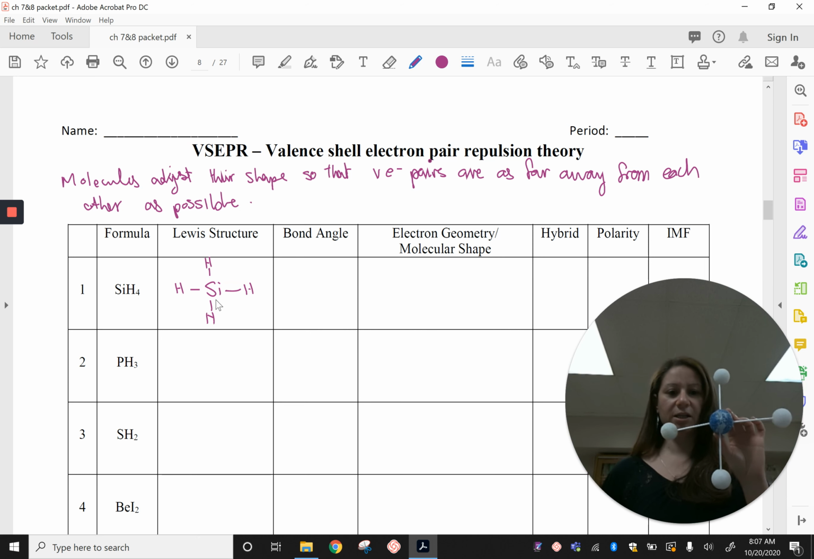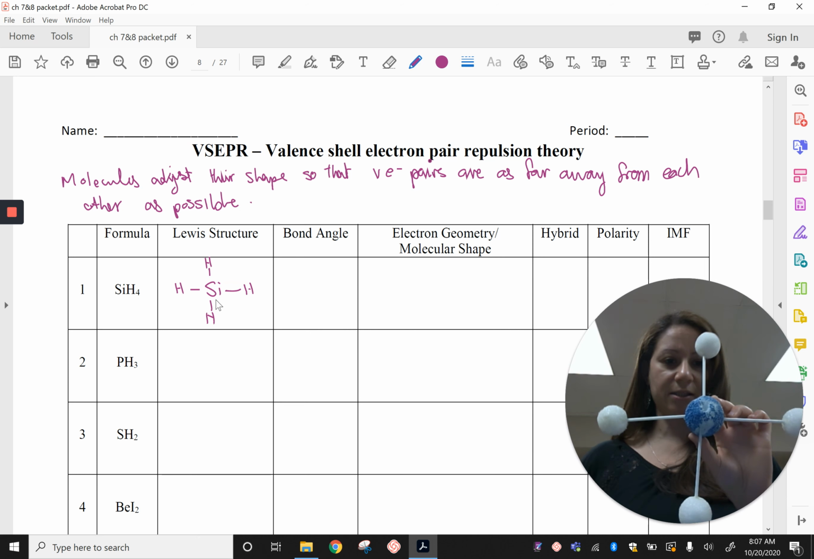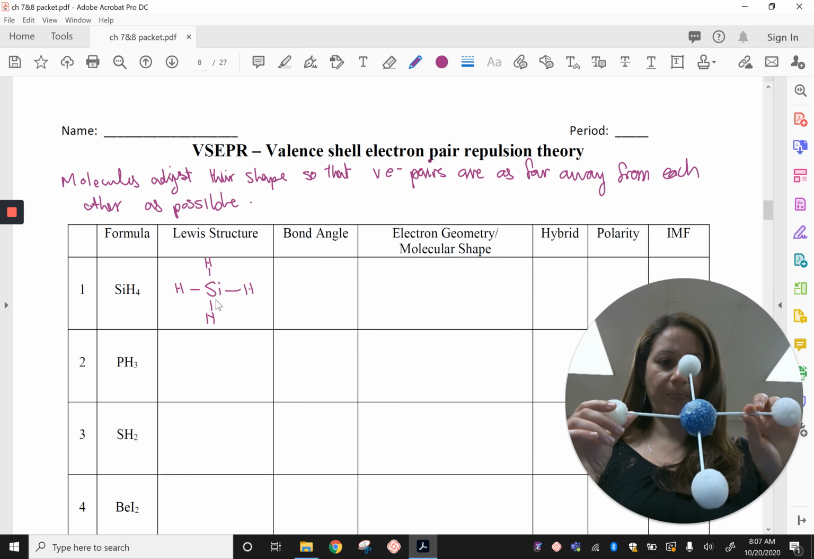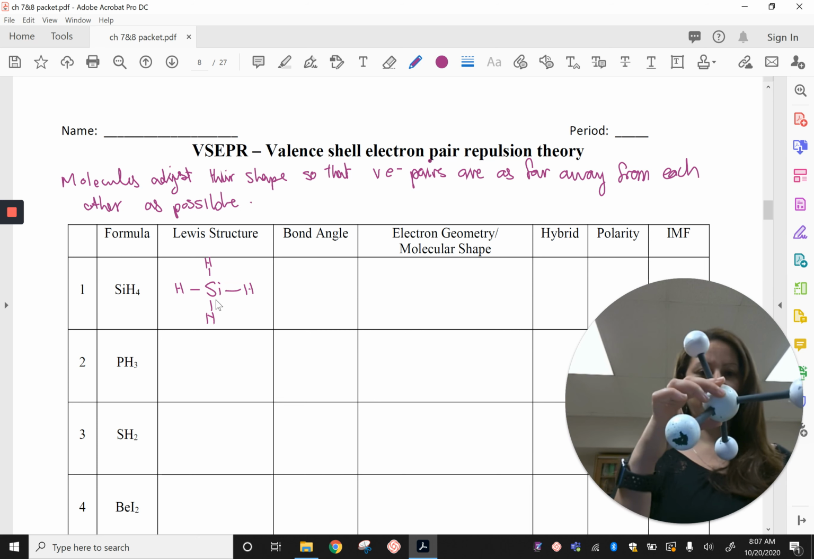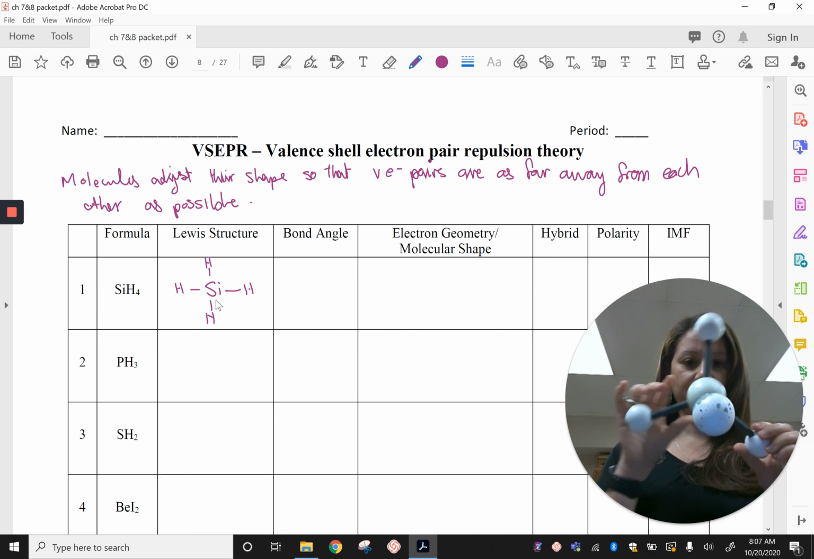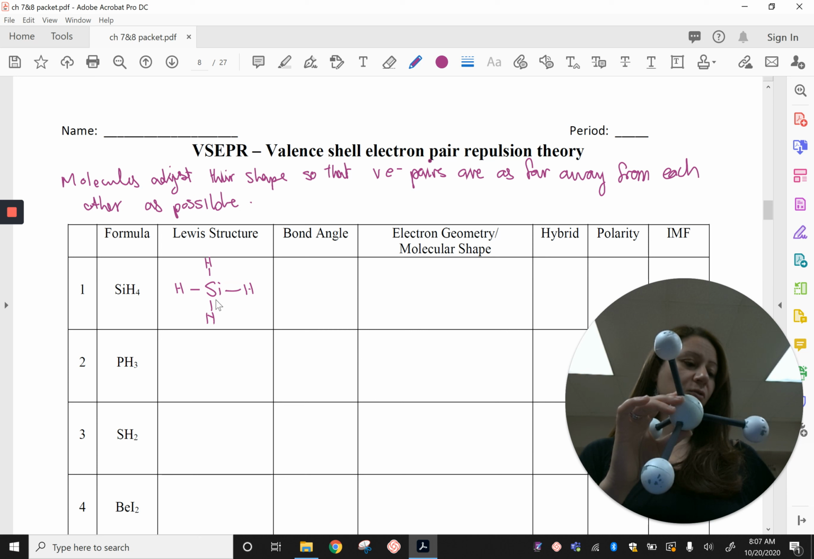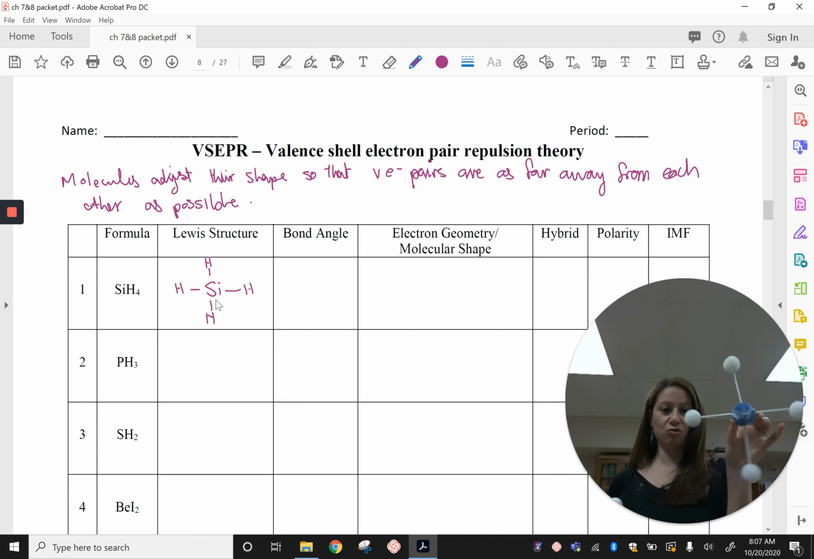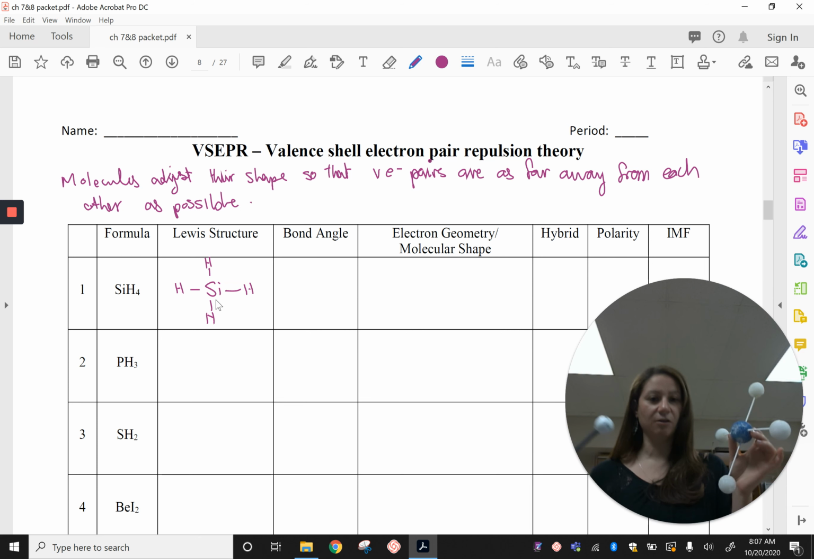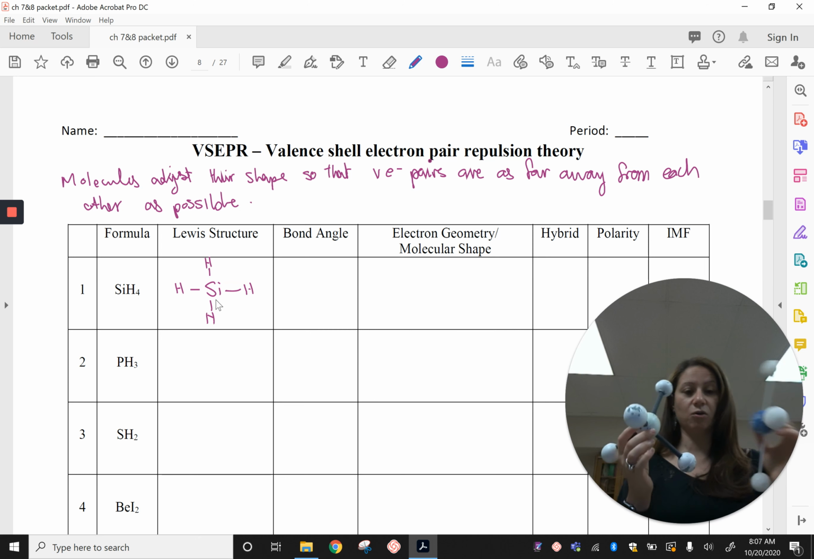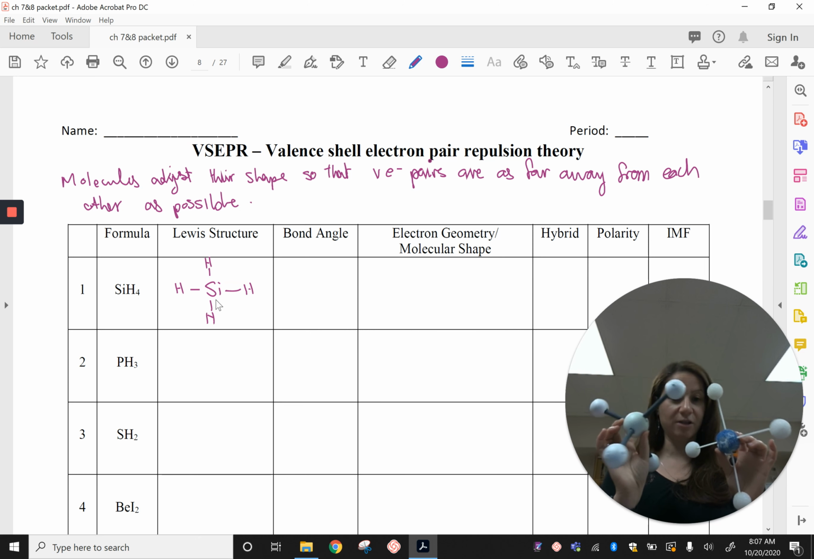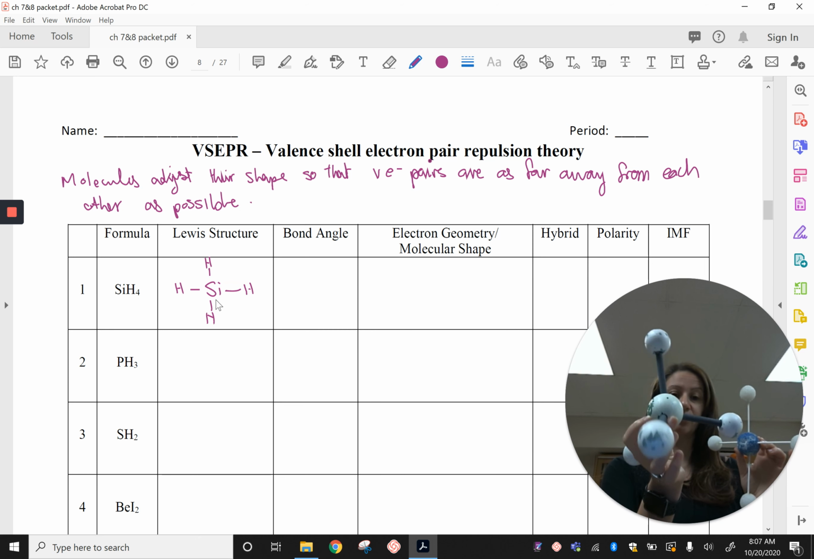So some of you might have gotten it to look like this, where they are 90 degrees from each other. And some of you maybe got it to look like this. So which one do you think is the real shape? On paper, we draw it like that because paper is 2D. But in reality, molecules are 3D. So they are going to try to spread as far away from each other as possible for the electrons to be as far away from each other as possible. So this would be the better shape.